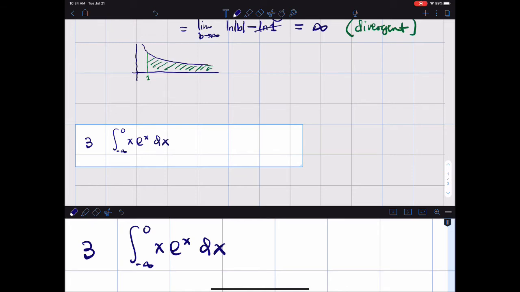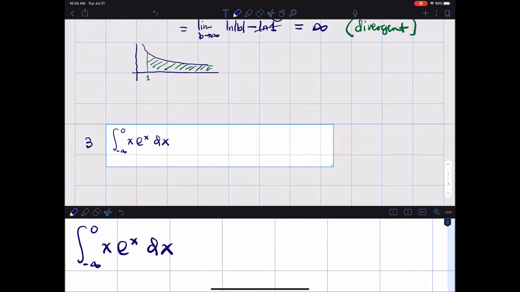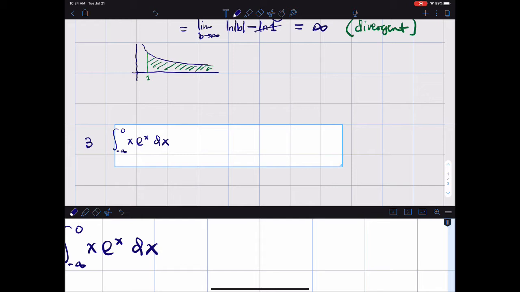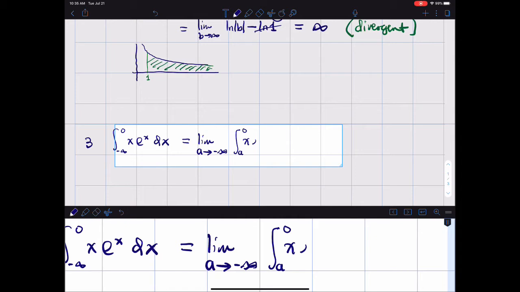All right, so we have to rewrite this as the limit as, let's use an a this time, so a goes to negative infinity. It doesn't matter what you use, but I just want to use a because it's a lower limit. A to 0, x e to the x dx.